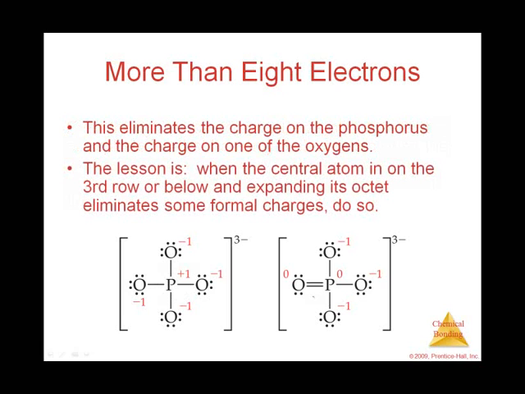So in the central atom in the 3rd row or below, an expanding octet eliminates some formal charges. And by formal charges, again, we're talking about just that calculation. It's not an actual charge, but it's the formal charge calculation we talked about a couple slides earlier. We want that central atom to have a 0.